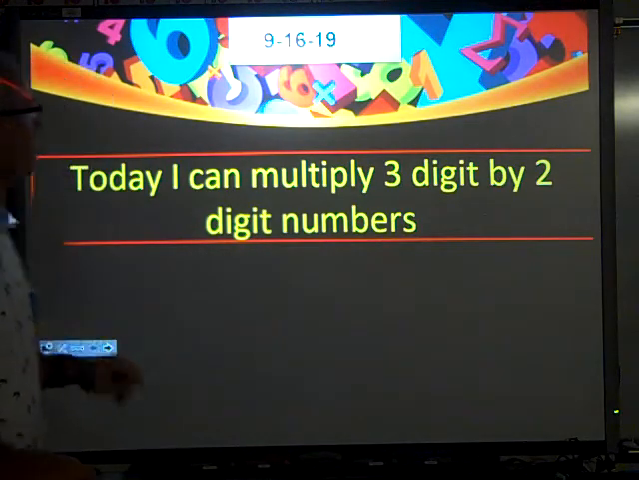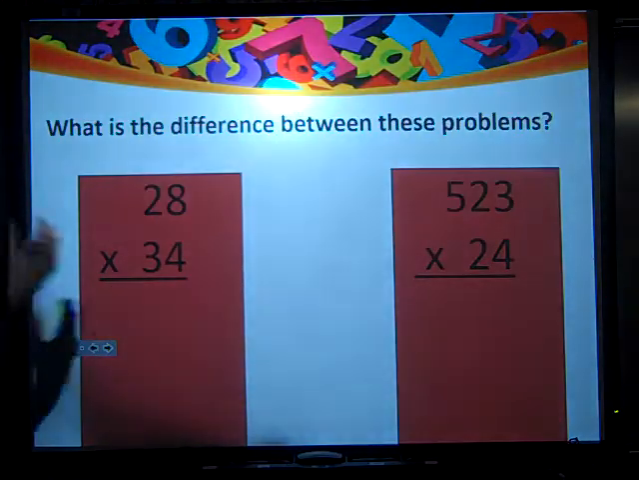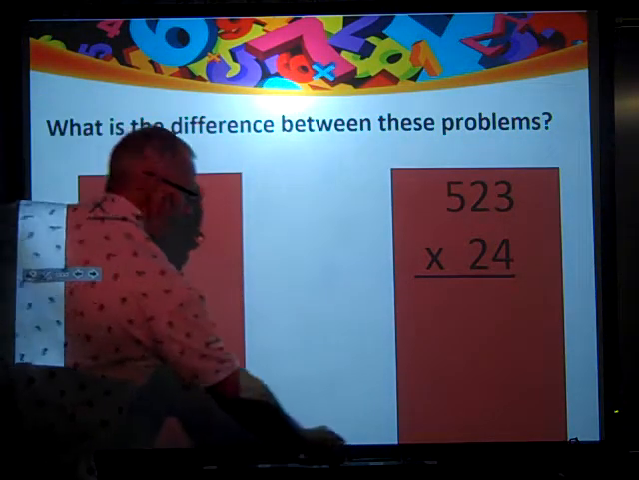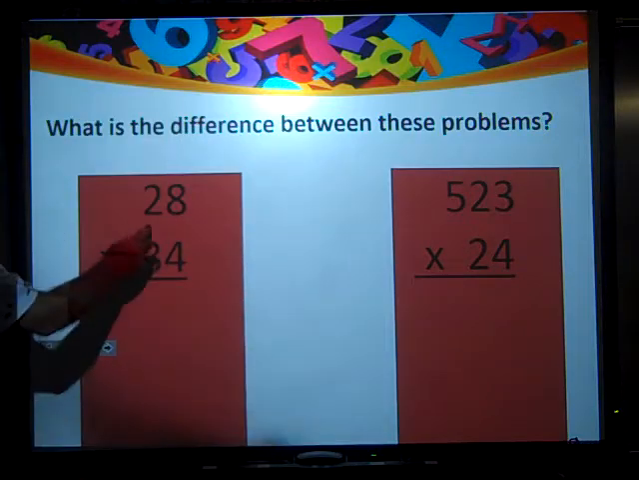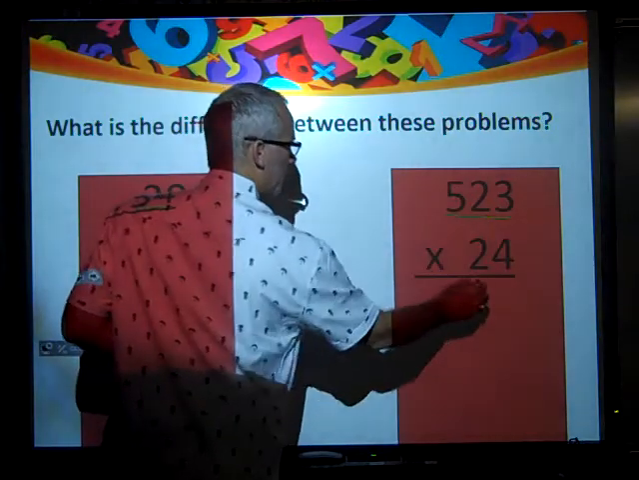Today we are going to continue with multiplication, and today I can multiply 3-digit by 2-digit numbers, okay? So that's what we're focusing on. We're just taking one more step from a 2 by 2, moving on to a 3 by 2, alright? So look at these two problems. What difference do you notice between these two problems? Over here I've got 2 digits by 2 digits, but on this side we've got 3 digits by 2 digits.